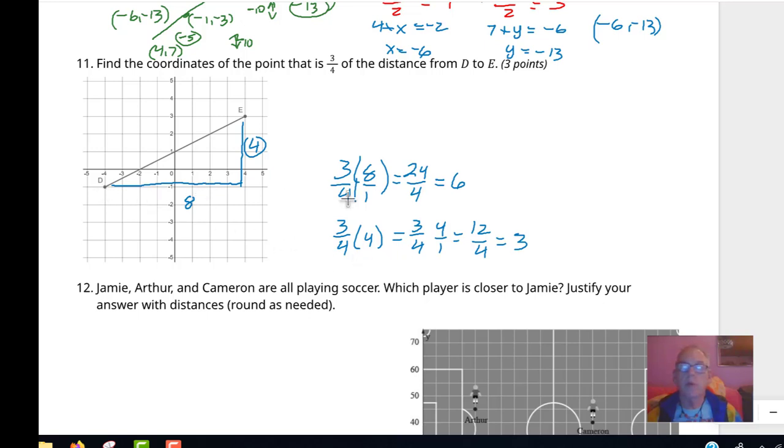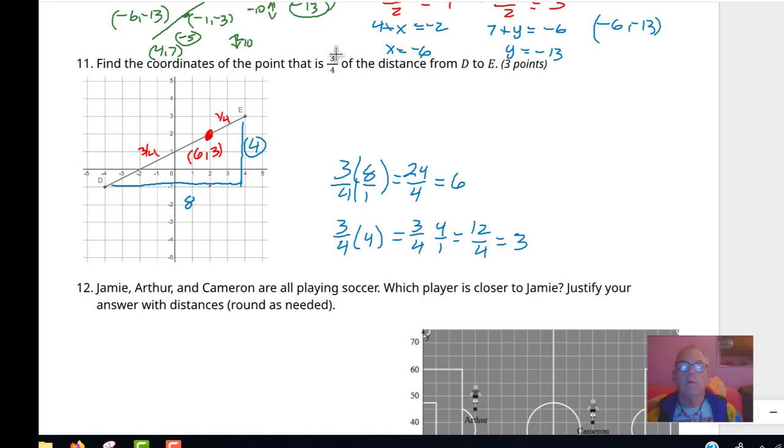from the endpoint. Now this is the distance from the endpoint. So over, let me change colors. We're going to go over 1, 2, 3, 4, 5, 6. We're going to go up 1, 2, 3. So there's the point that's 3/4 of the distance. This is 3/4. This is 1/4 of the distance between those. And the coordinates of this is 6, 3.